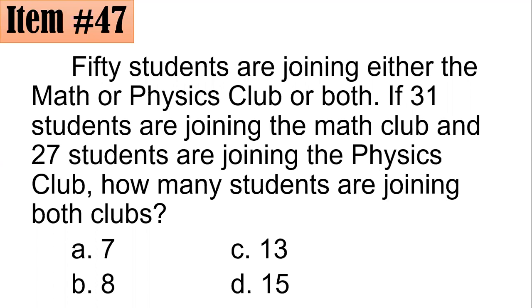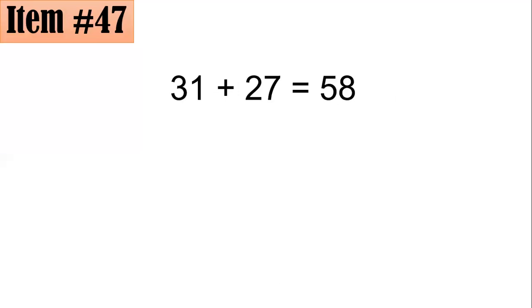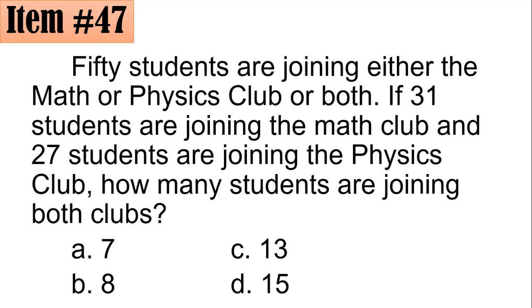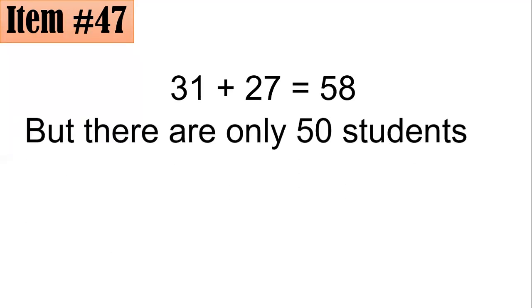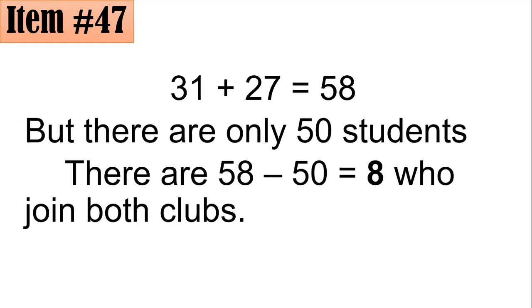And I would agree with that, no? So to solve problems like this, there are many ways. So one is you add the total number of, based on the problem, 31 for math and 27 for physics. So that's 31 plus 27, which is 58. Pero, di ba 50 students lang? And that's why I have to agree with your solution as well, that 50 should be subtracted from 58. And that gives us 8 students who join both clubs, letter B.